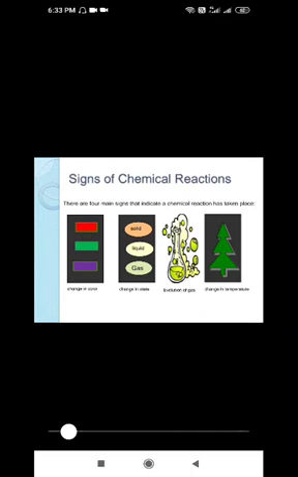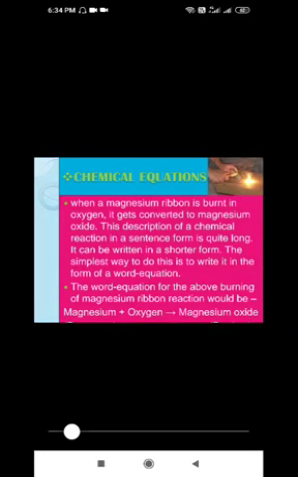The signs of chemical reaction. Here the same thing is given which I've just explained: the change in color, change in state, evolution of gas, and change in temperature. For change in color, you can see I've given three different colors: red to green, green to purple, or something. Change in state means solid to liquid, liquid to gas. Evolution of gas: you can see in the third figure there is a gas and bubbles coming out from the flask. And for change in temperature, there is an arrow, green in color, which shows the rise in temperature. Okay. Next we have the chemical equations.